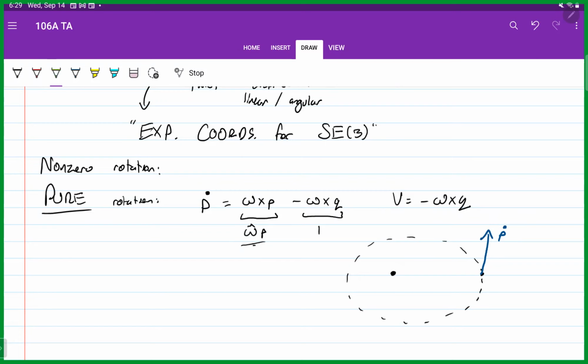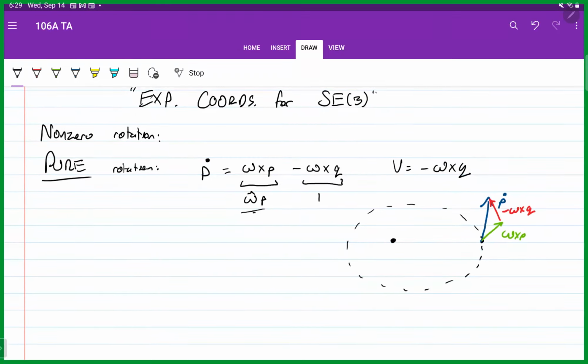Now we might have something like, that's our V going up in that direction. One of them is pointing over there, that's omega cross P, and maybe that's negative omega cross Q. So when we add them together, we end up with this total velocity vector. Does that make sense? That isn't changing. In this case, it's going to be constant if we have a fixed axis of rotation.